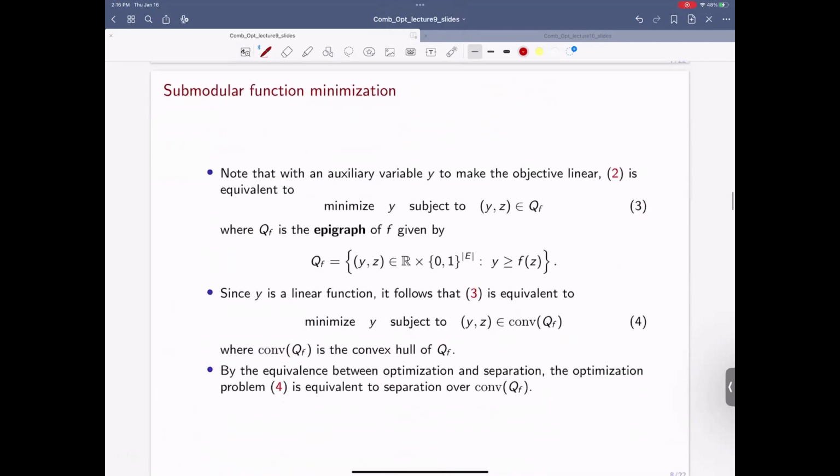Great. So we have this problem: minimize f of x subject to x belongs to, sorry, z belongs to the 0, 1 vectors.